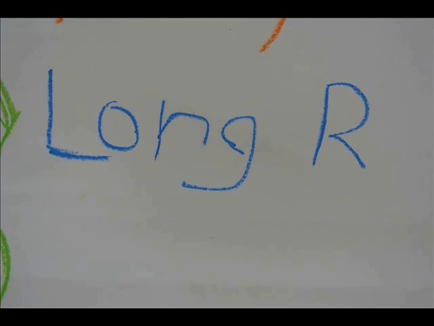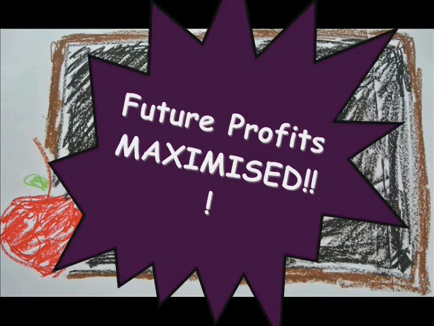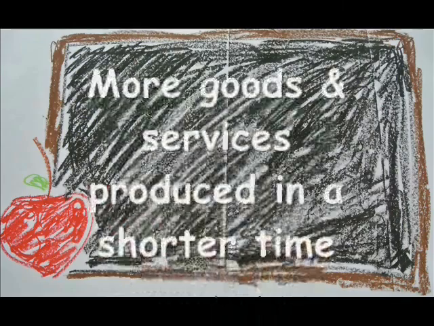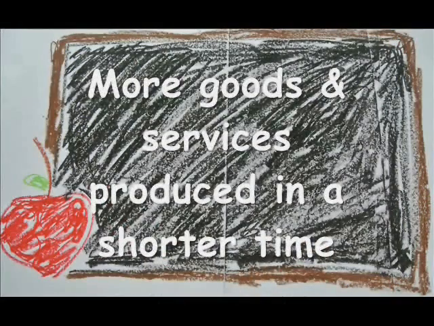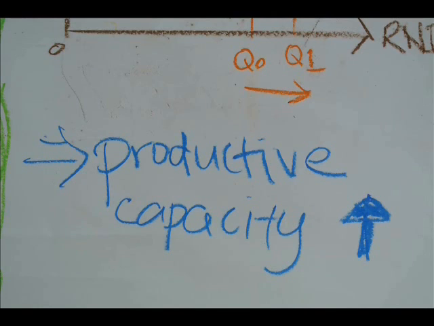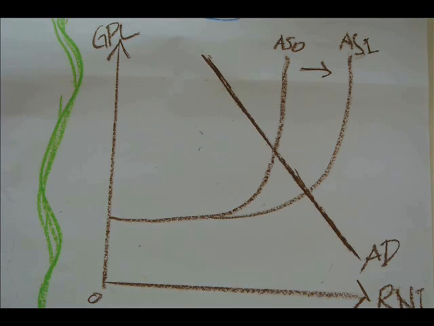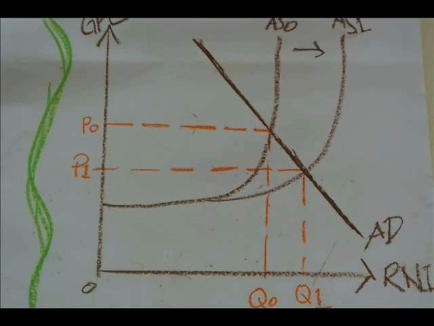In the long run, by reducing indirect tax, companies can invest more on equipment and buy new machinery so that profits in the future are maximized. More goods and services can be produced within a shorter time. Thus, productive capacity increases. AS curve shifts out from AS0 to AS1. GPL decreases from P0 to P1.